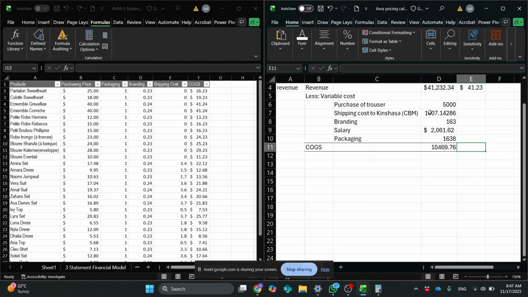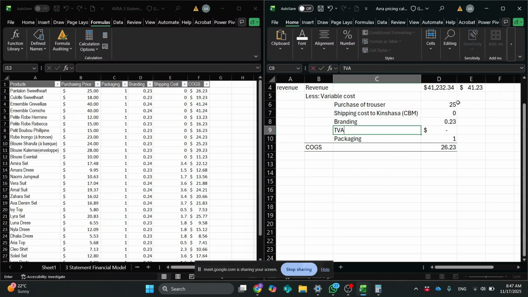And then we have a purchasing price. Let's say it's 25. The shipping cost is 0. Your branding is 0.23. The salary we're not including. Our packaging is 1. So here, let's put the 16% TVA. This should be in percentage, 16%.